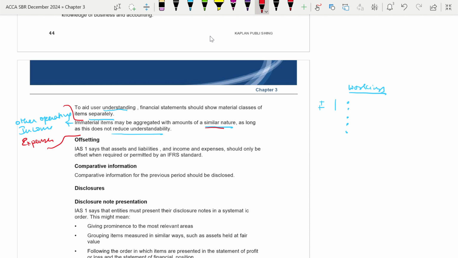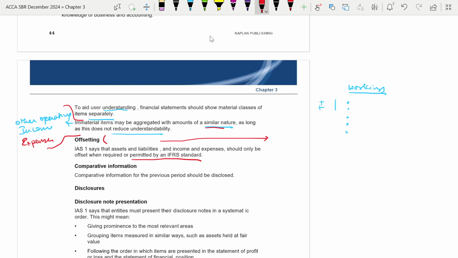IAS 1 stated that assets and liabilities should only be offset when it is permitted. What does offsetting mean? Any idea about offsetting? Right or wrong, don't worry about that. I'm here to help you.